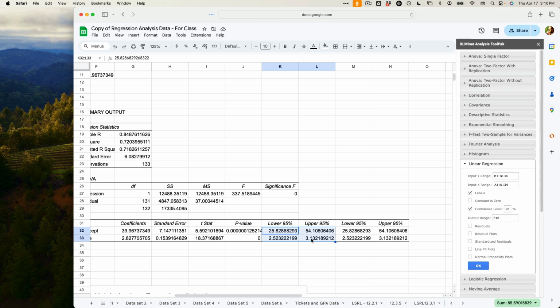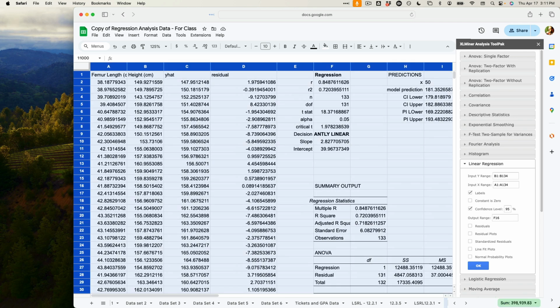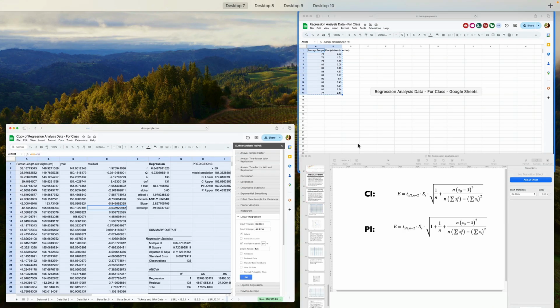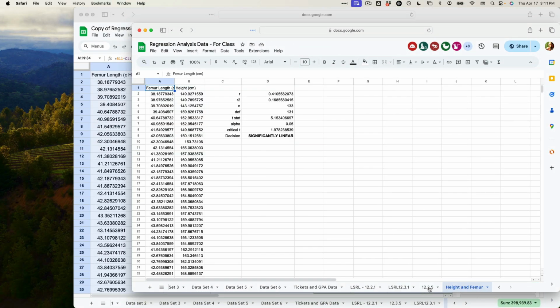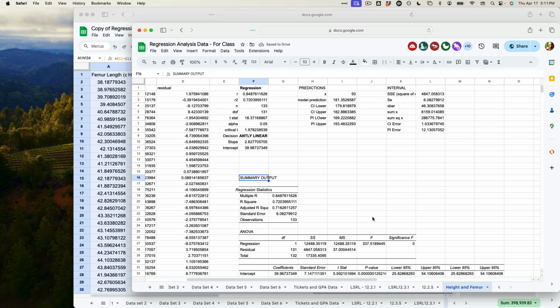Yes, yes. So actually, I am going to copy this whole thing into the other one, which I already shared with you. Okay, height and femur, this one. Okay? Does this make sense? Yep.